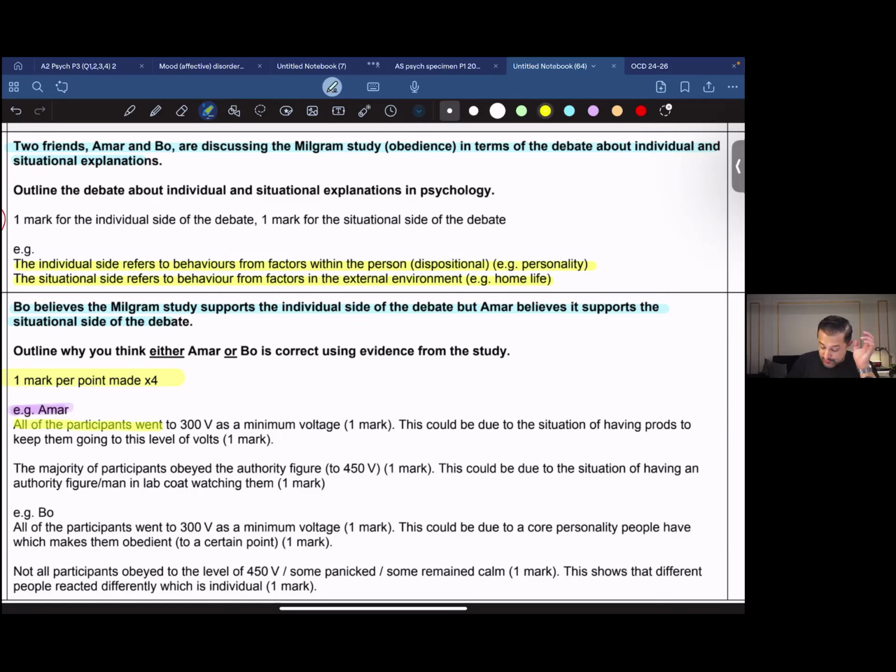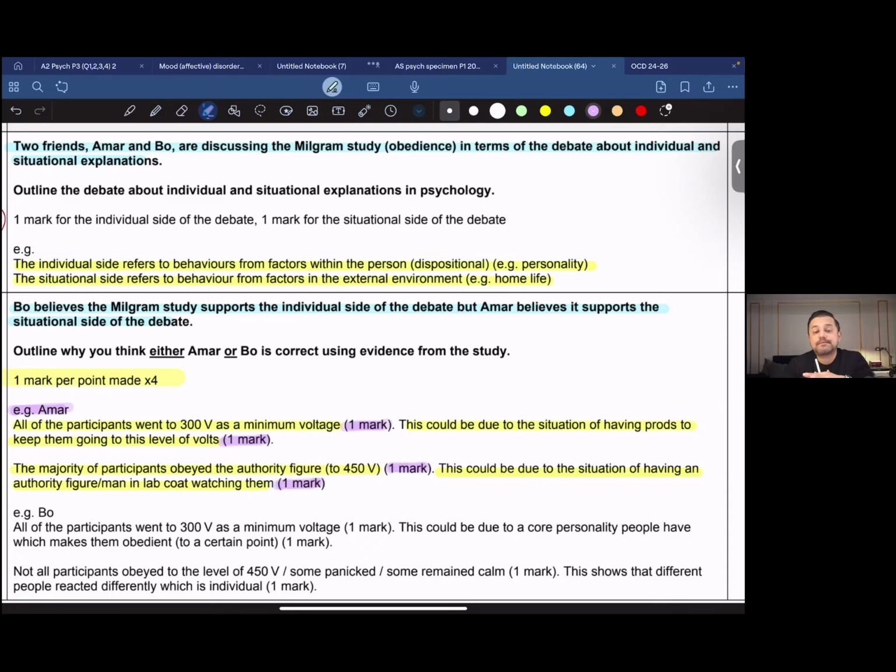all of the participants went to 300 volts as a minimum voltage. This could be due to the situation of having prods to keep them going to this level of volts. Now, I could go in detail, but I'm just trying to make it a little quick so that you might as well be able to revise this real quick. Moving on, the majority of participants obeyed the authority figure, that is, they went up to 450 volts. This could be due to a situation of having an authority figure or a man in a lab coat watching them. So here you get the first mark, here you get another, and another, and another.